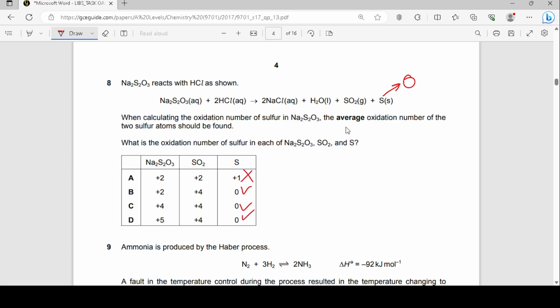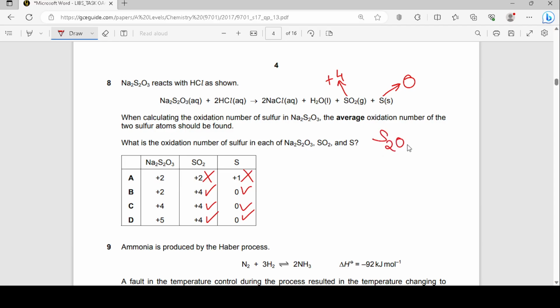If you look at SO2, oxygen has a fixed oxidation state of -2 usually, and there are two oxygen atoms, so it will be -2 times 2. Let's assume that sulfur has an oxidation state of X, and the overall charge of SO2 is 0. So X equals +4. So over here, sulfur is +4. Now, if sulfur is +4, what does that mean for us? B, C, and D are still possible, but A is cancelled out, so we're definitely sure that A is wrong.